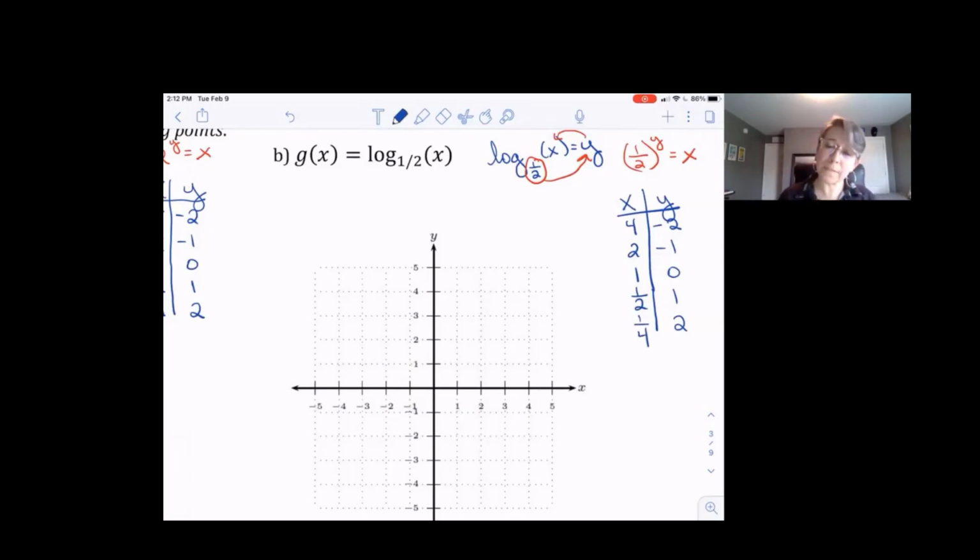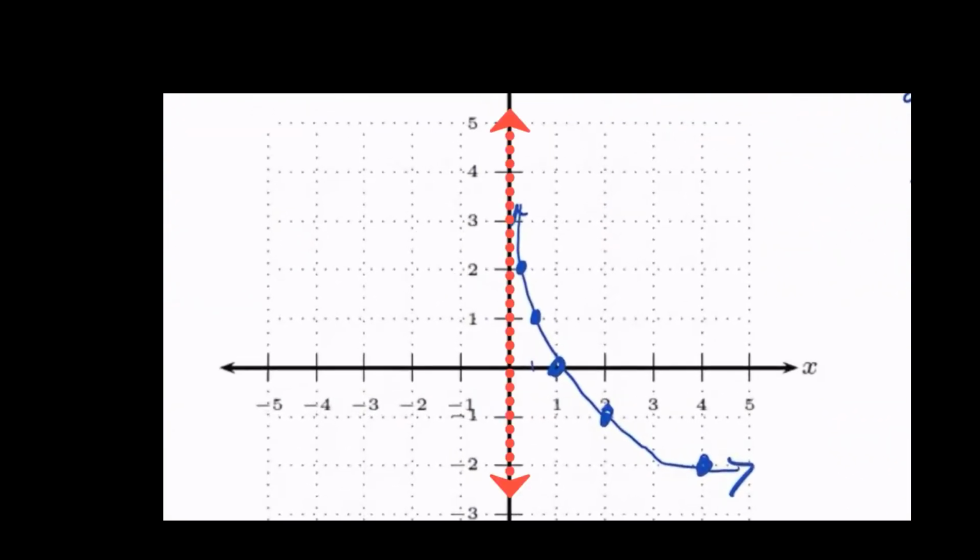Let's plot these points. When x is 4, y is -2. When x is 2, y is -1. When x is 1, y is 0. When x is 1/2, y is 1. When x is 1/4, y is 2. So we have a decreasing function. And again, notice how close to -infinity our y becomes. Our x just approaches infinity, but it never becomes 0 or negative. It never crosses the y-axis.